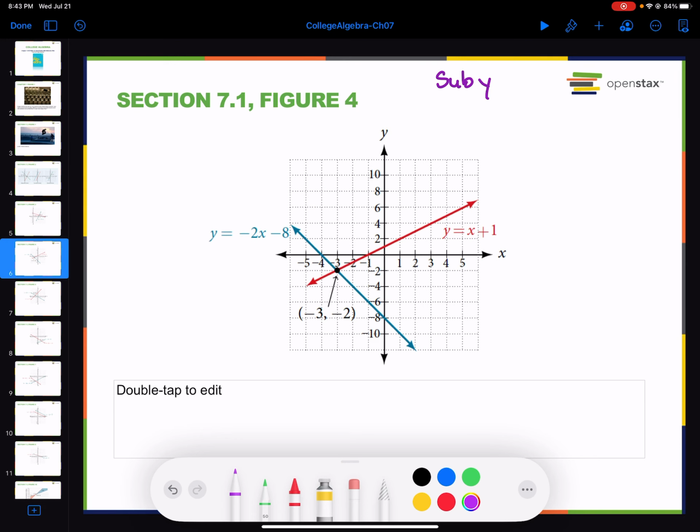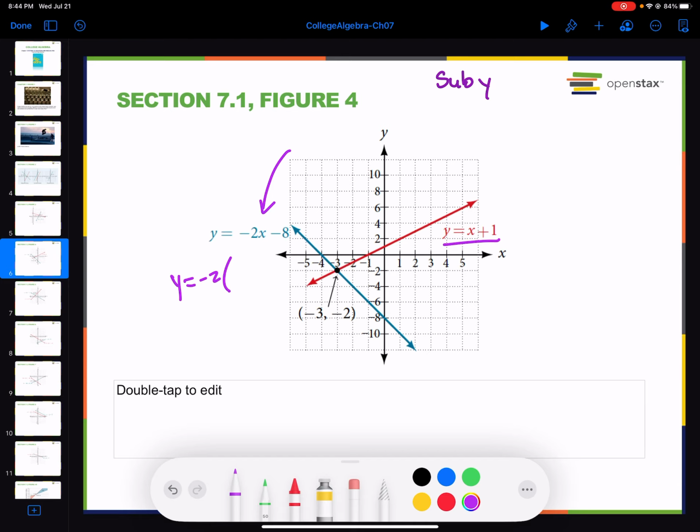Another way to solve it is to substitute for y. In this case, we could take y equals x plus 1, plug it into our second equation, and find out what our value is for x. So we've got y equals -2, and now we're going to plug in our y value.